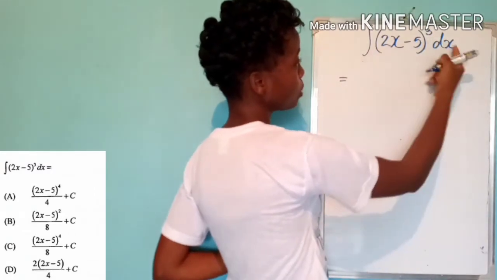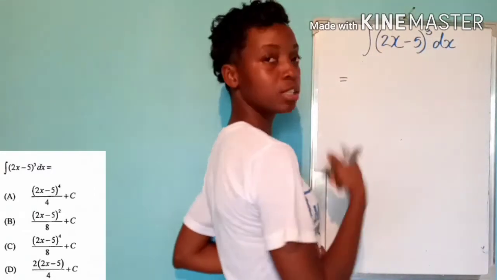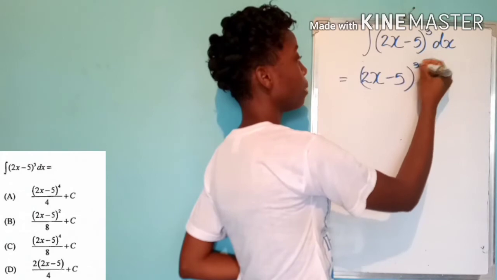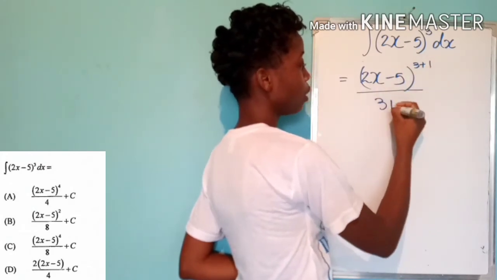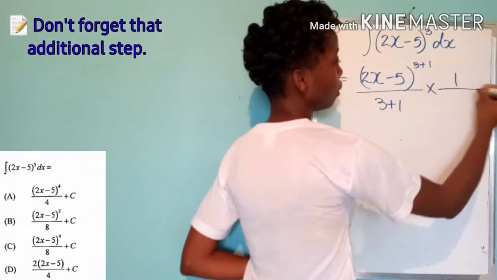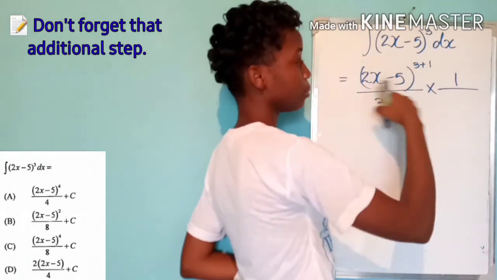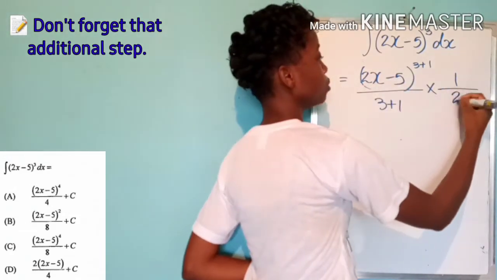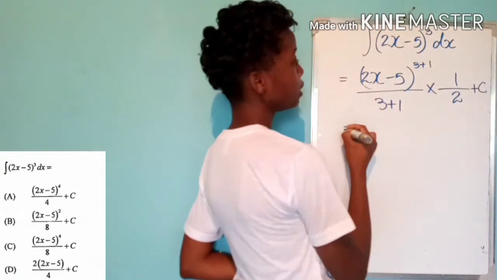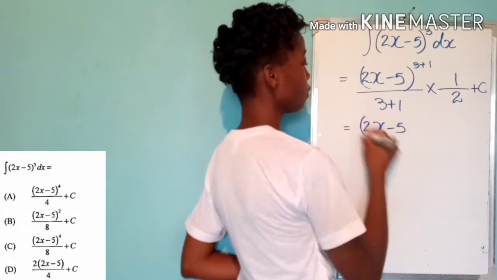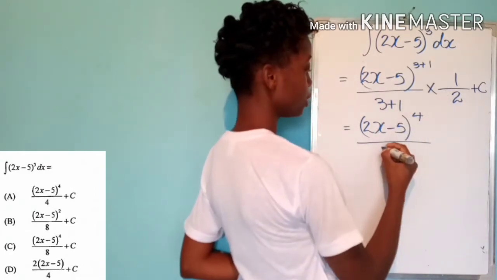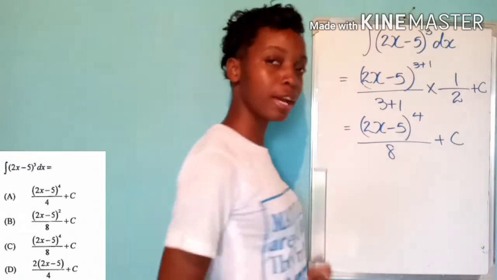We are integrating with respect to x, 2x minus 5 all raised to the power of 3. And so the first thing we do is to increase the power by 1, divide by that new power, and then multiply that entire fraction by 1 over the derivative of what's inside the bracket. The derivative of 2x is going to be 2. The derivative of negative 5 is going to be 0. Plus c. And so we now have 2x minus 5 raised to the 4th power divided by 4 times 2, which is going to be 8. And that is our final answer.